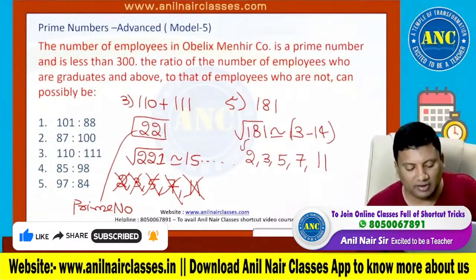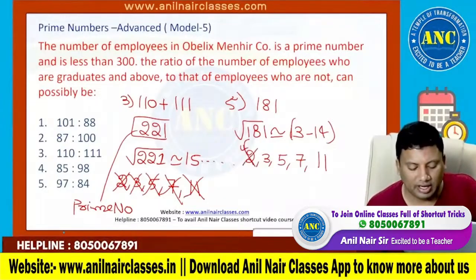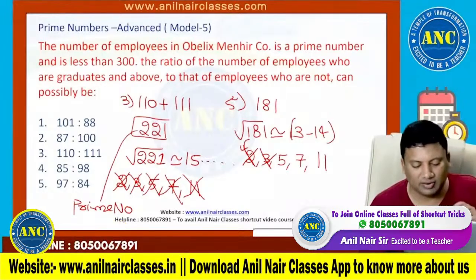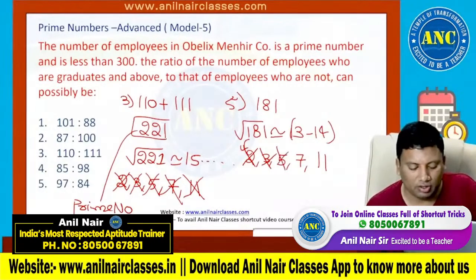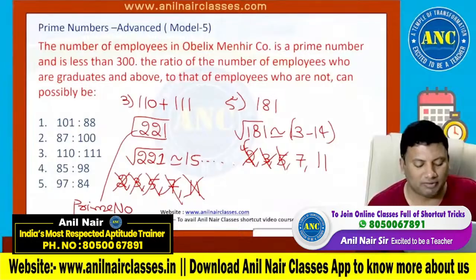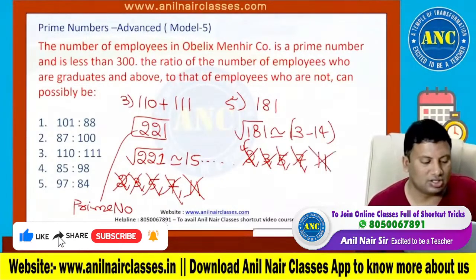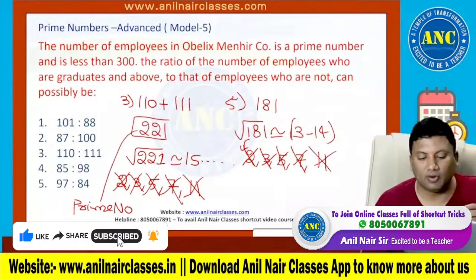Is 181 divisible by 2? No. Divisible by 3? No. By 5? No. By 7? 7 twos are 14, leaving 41, no. By 11? 1 minus 8 and 1, no. So we are not getting a divisor. What is the question?